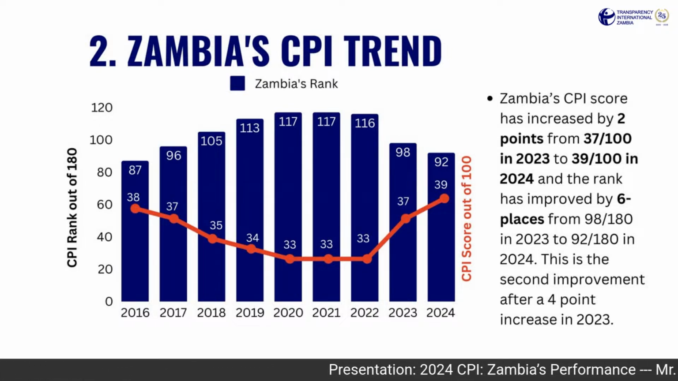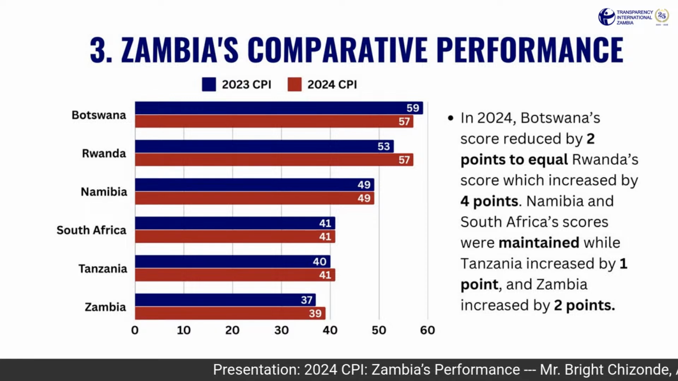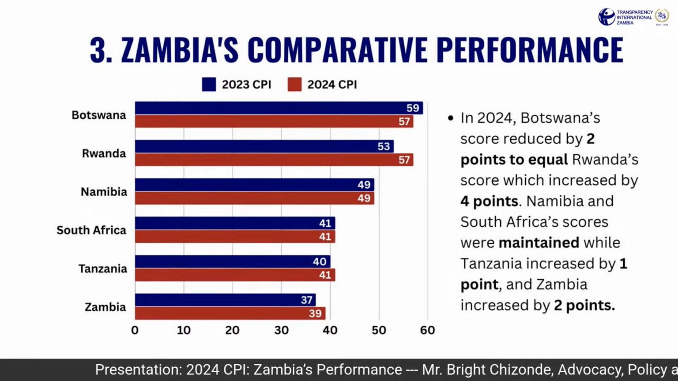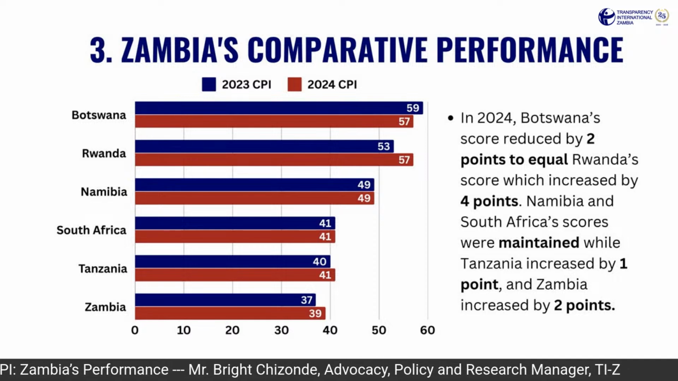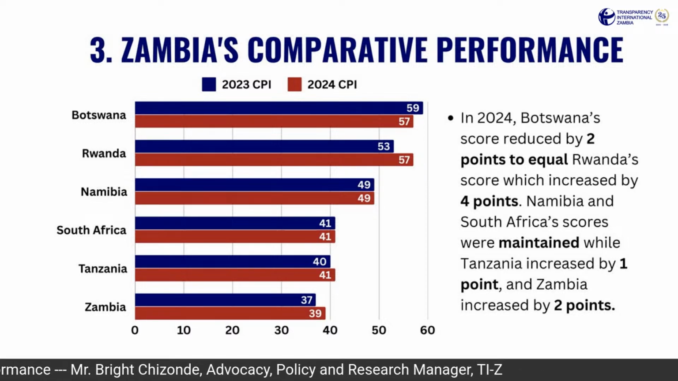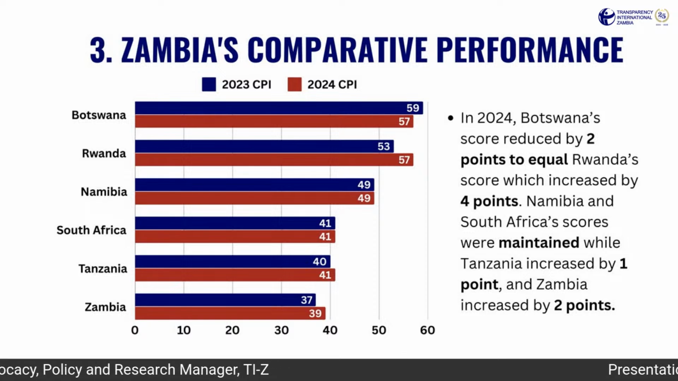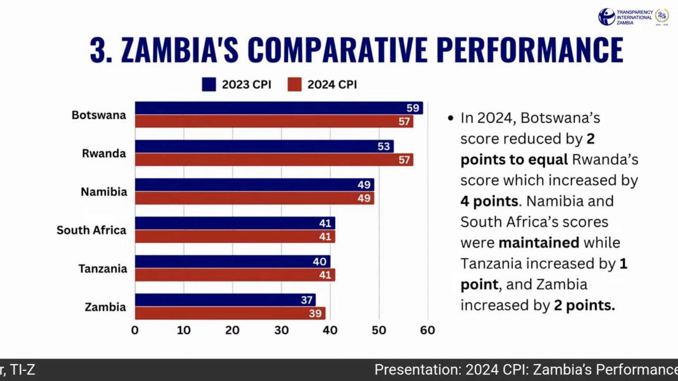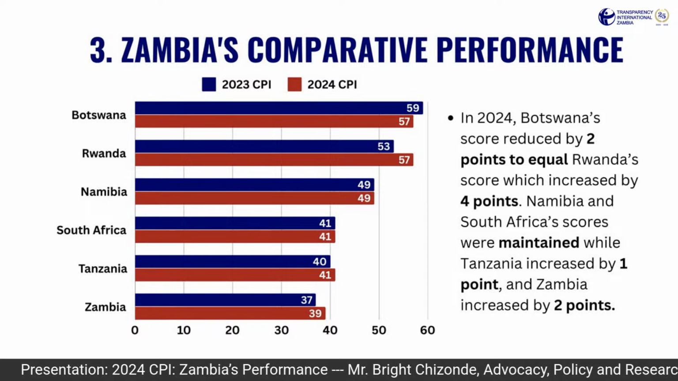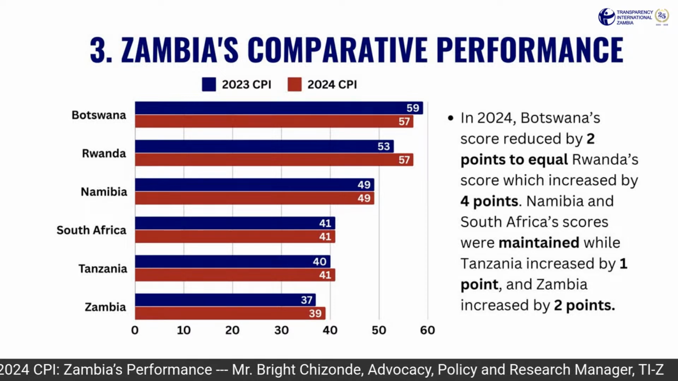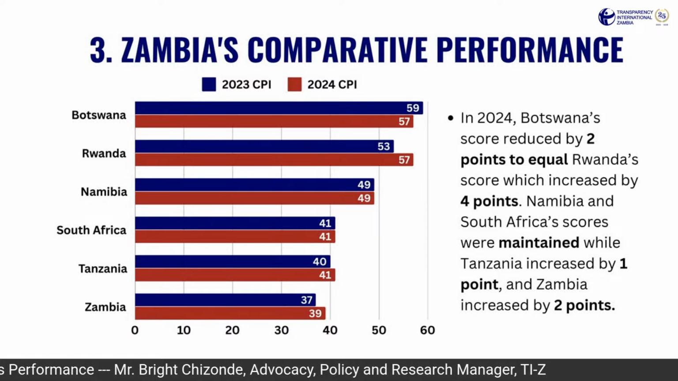In terms of comparative analysis for the country, as I mentioned, we compare Zambia's performance to different countries in the sub-region. In 2024, Botswana's score reduced by 2 points to equal Rwanda's score, which increased by 4 points. So they are now equal. Namibia and South Africa's scores were maintained, while Tanzania's increased by 1 point. And of course, we know that Zambia's score has increased by 2 points.